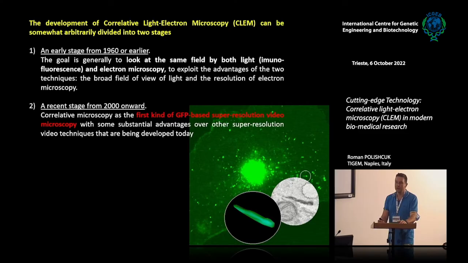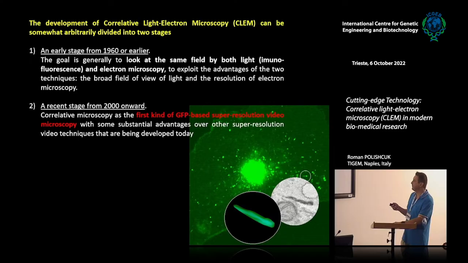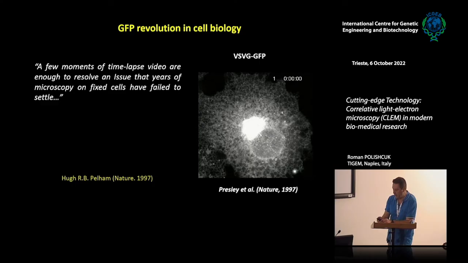However, from maybe the new millennium on, correlative light electron microscopy, CLEM, was related to the development of GFP and GFP-based super resolution video microscopy, which allows you to track the structure of interest in a living cell and then take a snapshot of its ultrastructure using the electron microscope, which gives you a kind of super resolution light electron microscopy. As I noted, everything was triggered by the GFP revolution in the cell biology field.